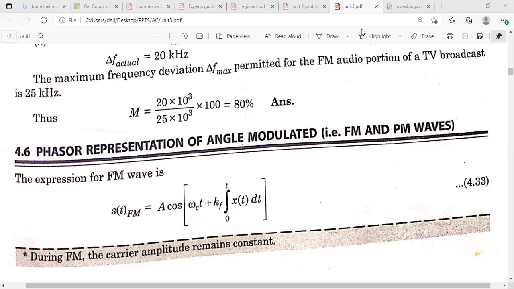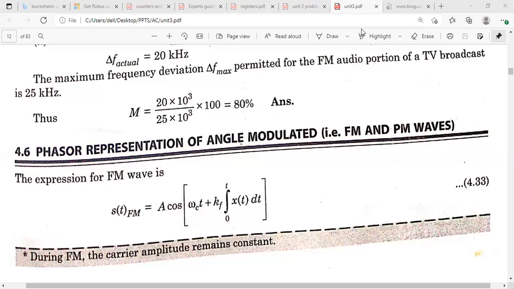We also know that the maximum frequency deviation for the FM wave is 75 kilohertz, and if we use this FM wave for television broadcasting, the maximum frequency deviation will be 25 kilohertz. The important thing here is that the bandwidth depends on the frequency deviation. So what is frequency deviation?